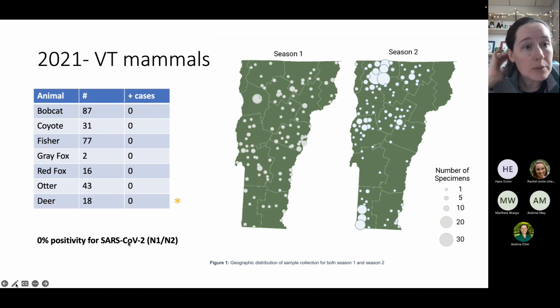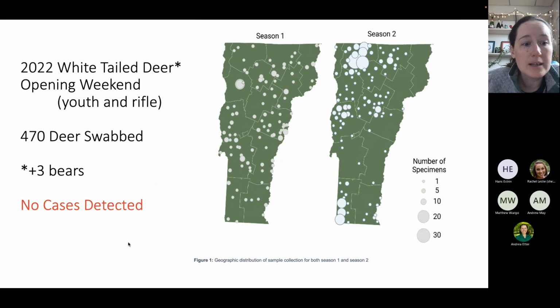We processed the samples for 2021 first, and we found no detectable COVID. And so we were thinking, or SARS-CoV-2, we were thinking that we might find things in season 2, but we did not find anything in season 2 as well.